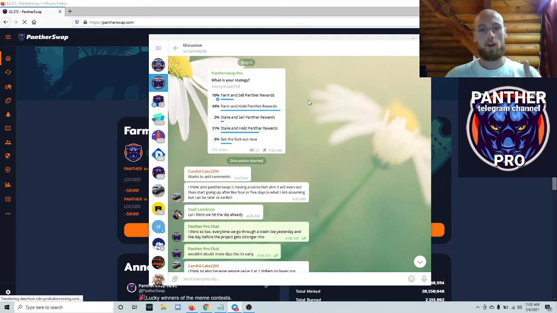So far you can farm and you can sell your rewards right away. You can also farm and hold your rewards. All right. Now there's a whole other option. You can stake.